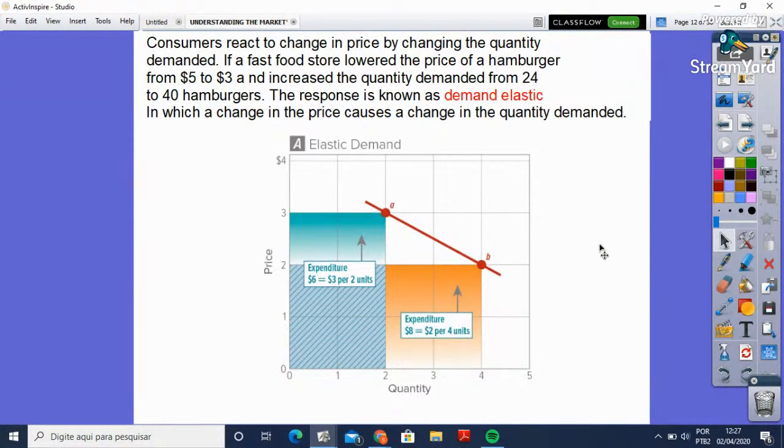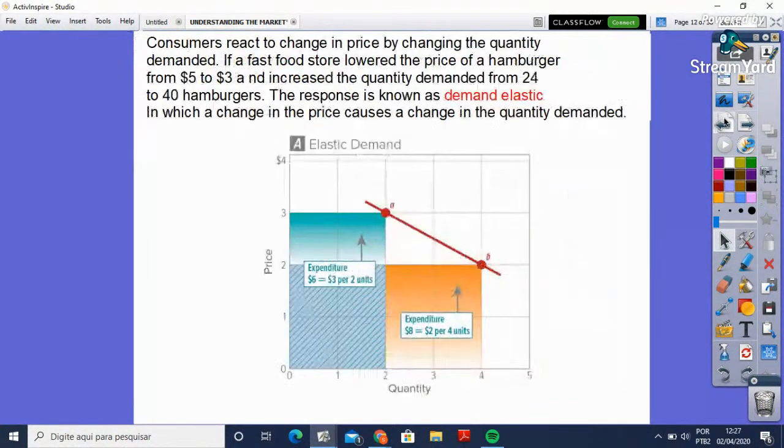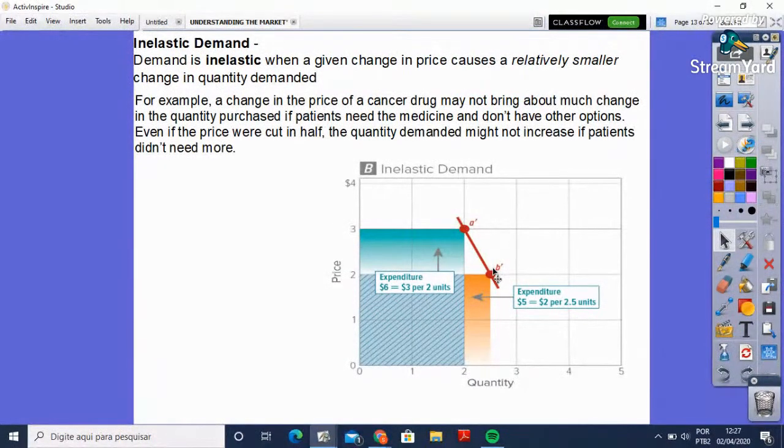Okay, I usually have a substitute. Then I have something else that is called inelastic demand. What is this? Take a look at this. Take a look here between A and B. And take a look here between A and B. This is when a change in price causes a smaller change in quantity. You can see here that my price goes up or goes down, but in quantity, I have a very small difference. It's like 0.5. Okay, in what cases does this happen?